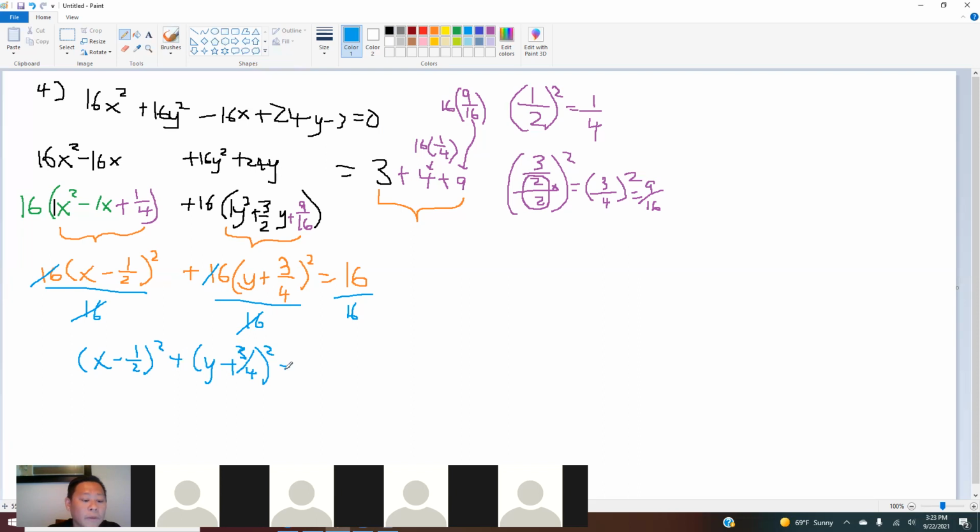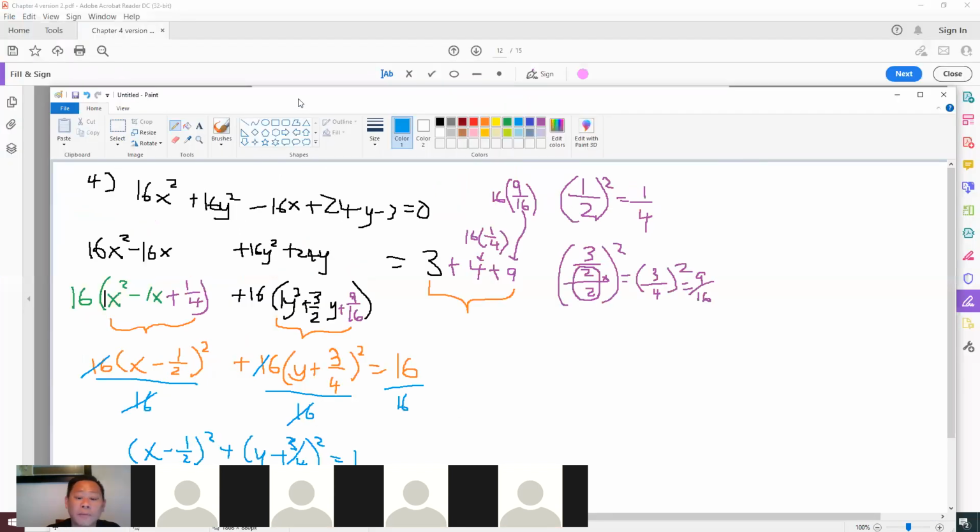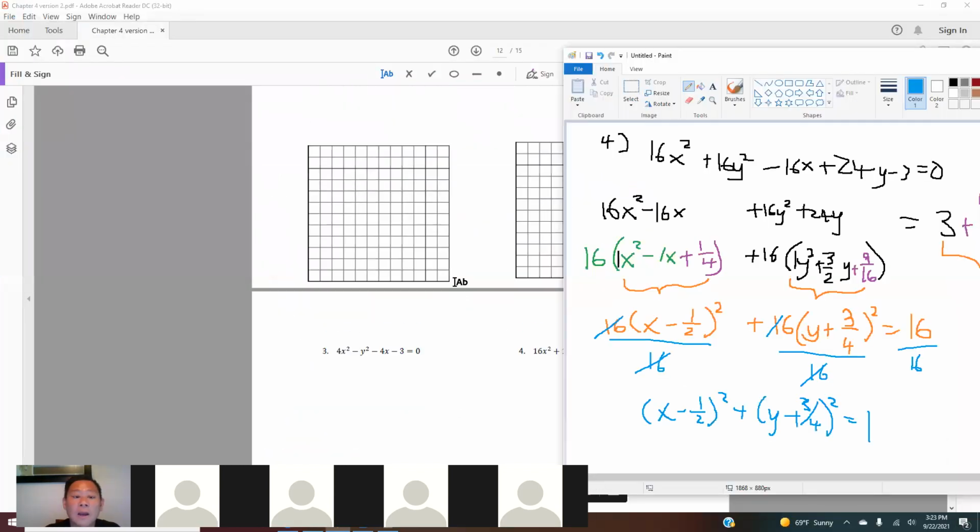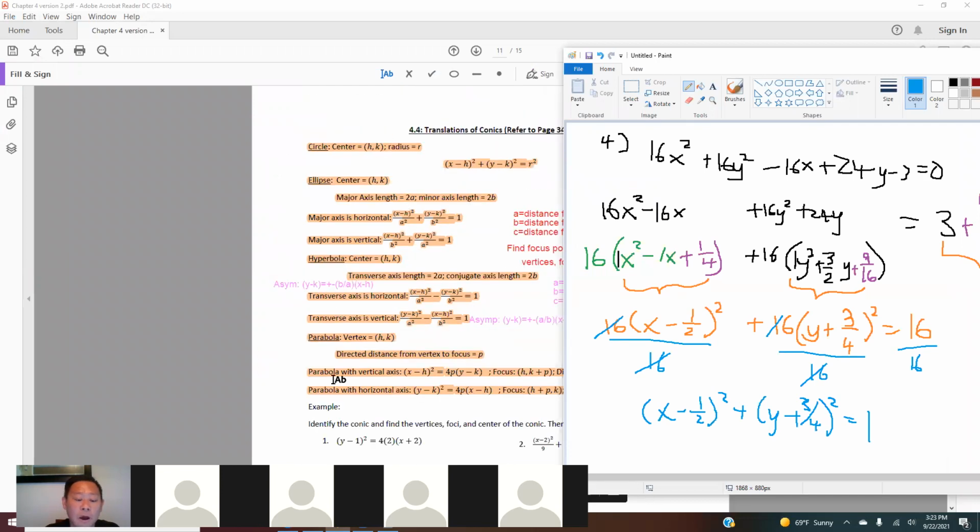1. Class, if you look at this and compare this equation, the blue one that we just did, with your conic sections, what conic section is this? Is that going to be a circle, ellipse, parabola, or hyperbola?